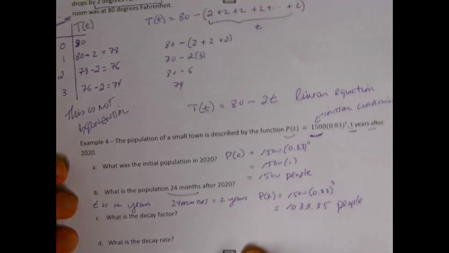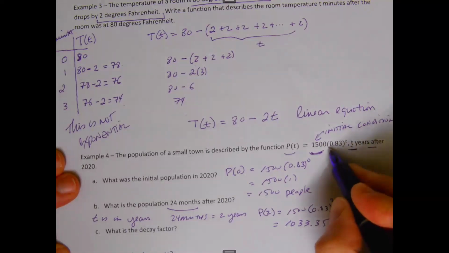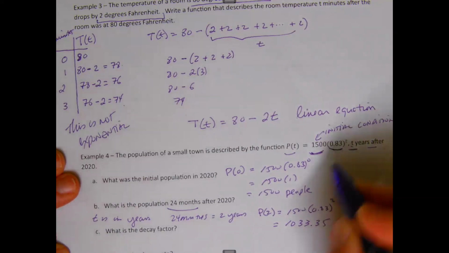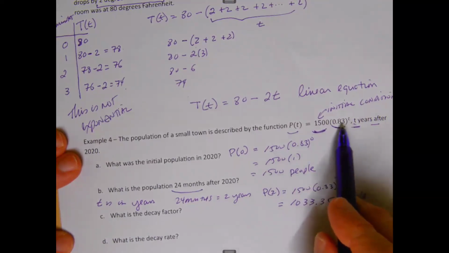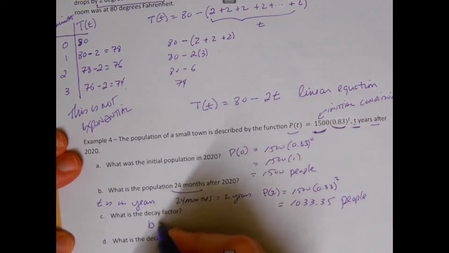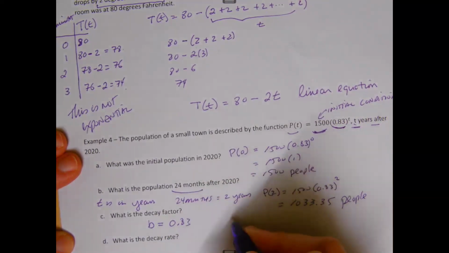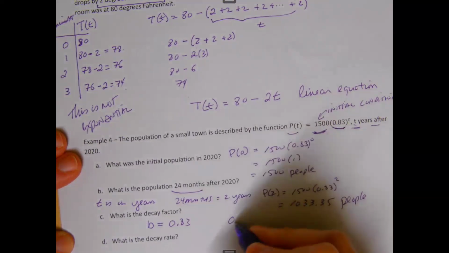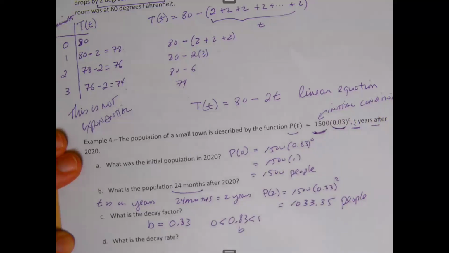Okay. So now I ask, what is the decay factor? Clearly we're going down, right? We started with 1500, now we're at 1033, so we're going down. So what is the decay factor? Well, the factor is the thing that I'm continuing to multiply with, which is this 0.83. So what this is, take 1500, and how many times I'm multiplying this 0.83. So factor means to multiply. So the decay factor is the b, which in this case is 0.83, and of course 0.83 is between 0 and 1. That's why it's a decay factor.